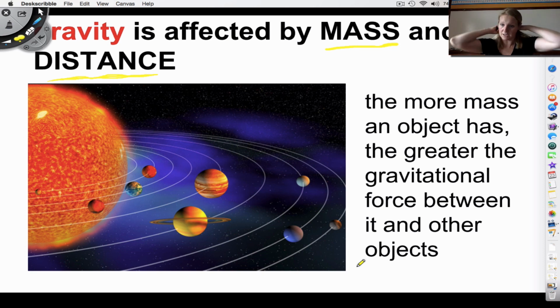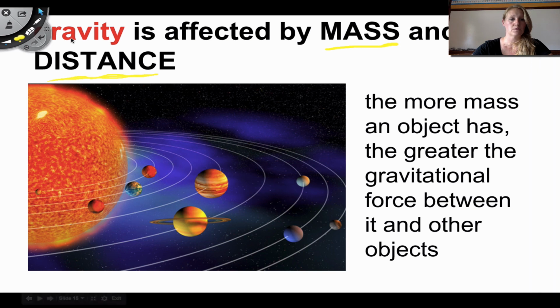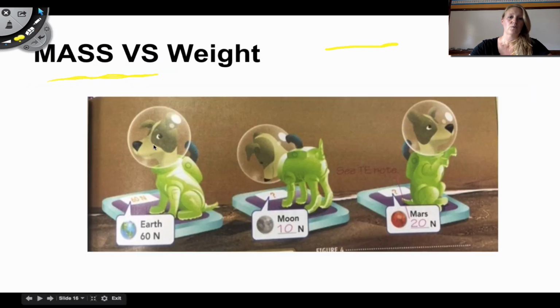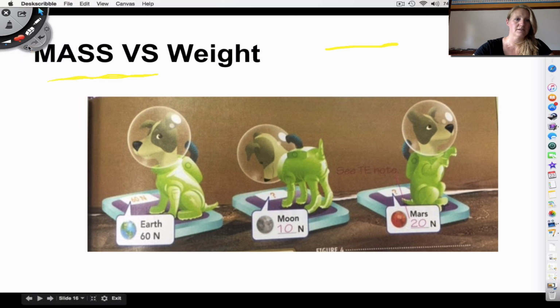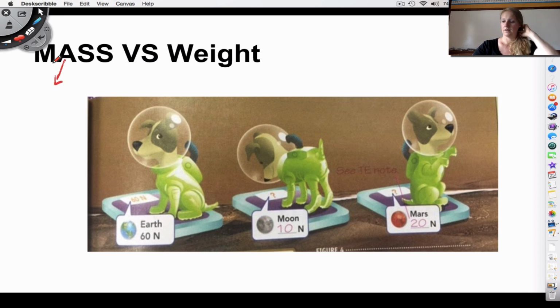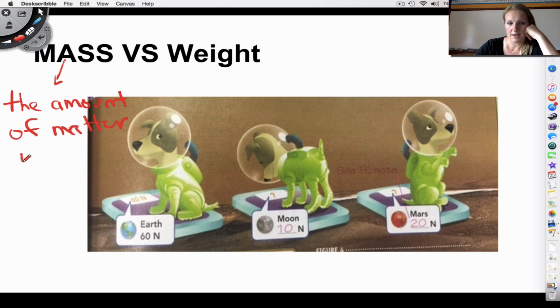But I'm using the word mass, and you may be thinking, what does that word mean? So let's talk a little bit about the difference between mass and weight, because there is a difference between those two. Mass versus weight. What mass is, to define it for you, is the amount of matter in an object.